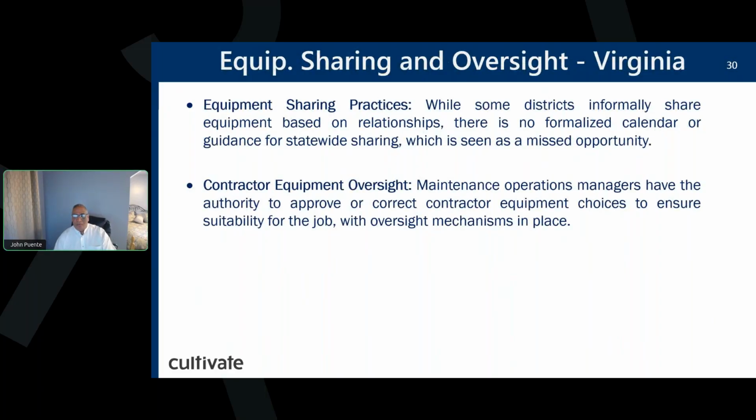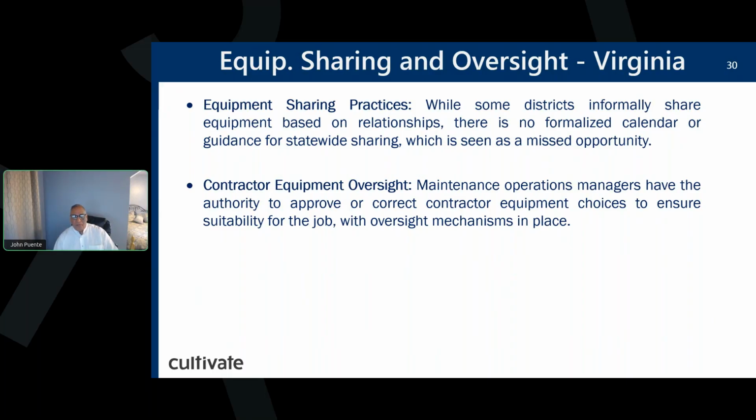One thing Virginia did point out, though, is they don't have an equipment sharing calendar as a single source of tracking shared equipment. This becomes important when managing a mixed fleet, especially when you need to share equipment between counties or regions to make the best of your budget and your equipment use.